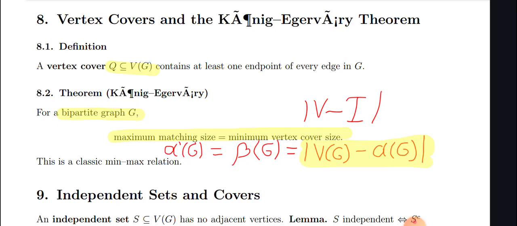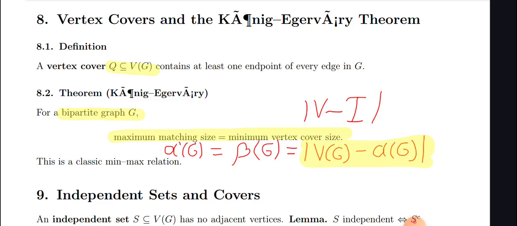This is a classic min-max duality in combinatorics. It connects the best possible outcome of one problem, maximum pairing, directly to the cost of the optimal solution for its inverse problem, the minimum blocking set. It's a beautiful relationship, and we can deepen this idea of duality even further by connecting the vertex cover to another concept. The independent set.